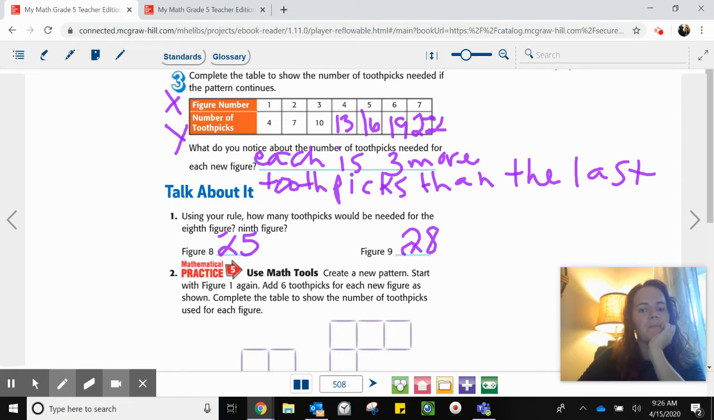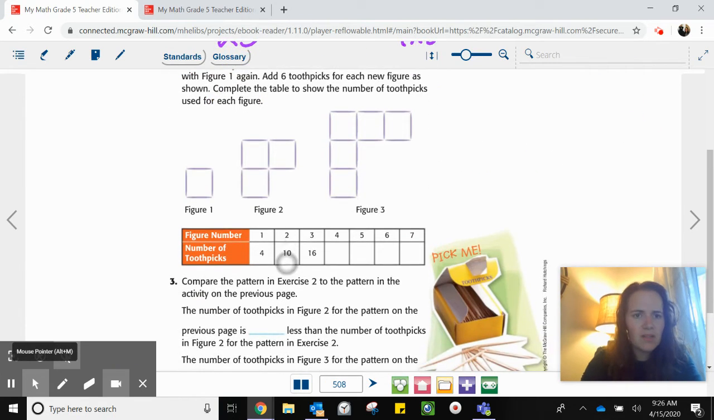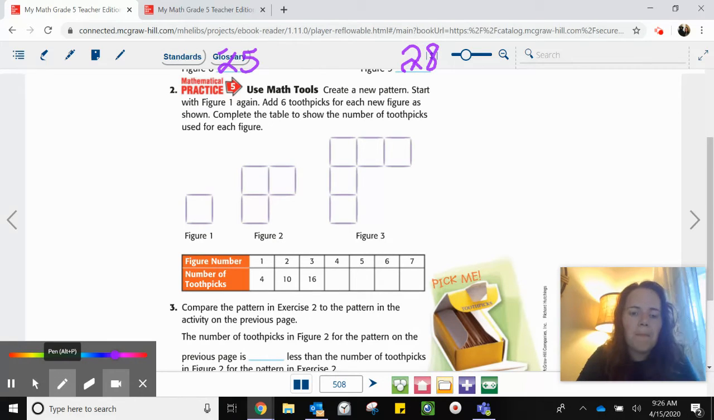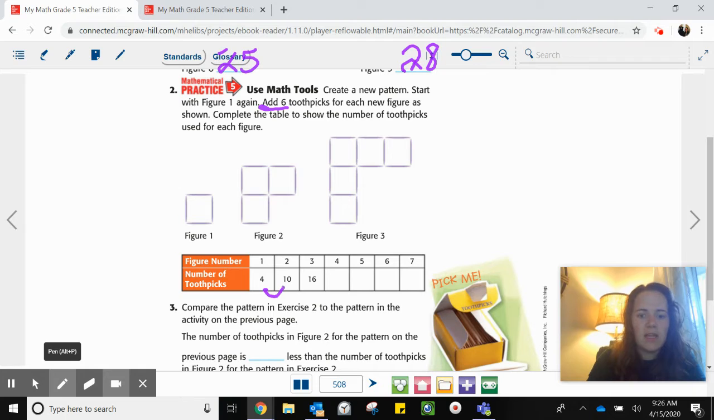28. Okay, so let's look at this new pattern. We're still going to come back to this particular in and out table because we're going to be comparing our next pattern with this one. So looking at example 2, it says start with figure 1 again, add 6 toothpicks for each new figure as shown. So we can already tell our rule is going to be add 6 each time, right? So 4 plus 6 equals 10. 10 plus 6 equals 16. 16 plus 6 equals what? Go ahead and finish this table out for me and then come back.